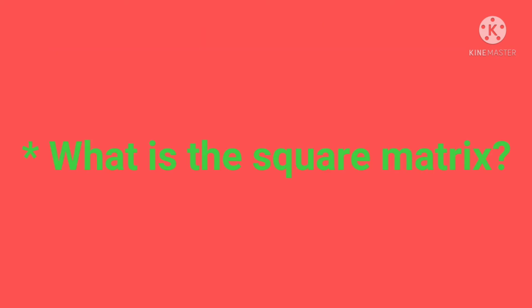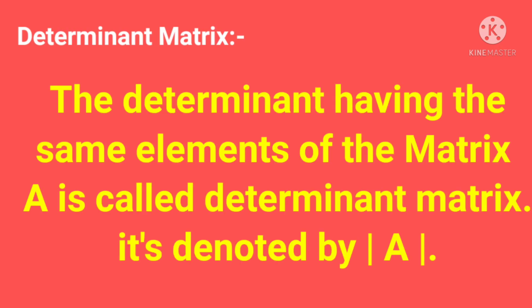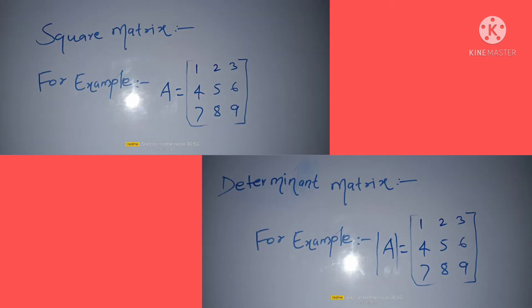We are going to cover the second, square and determinant matrix. What is the square matrix? A matrix having n rows and n columns is called a square matrix of order n. In the same way, the determinant having the same elements of the matrix A is called the determinant of the matrix. It is denoted by determinant A, capital A. Look at the example for the square matrix and the determinant here.